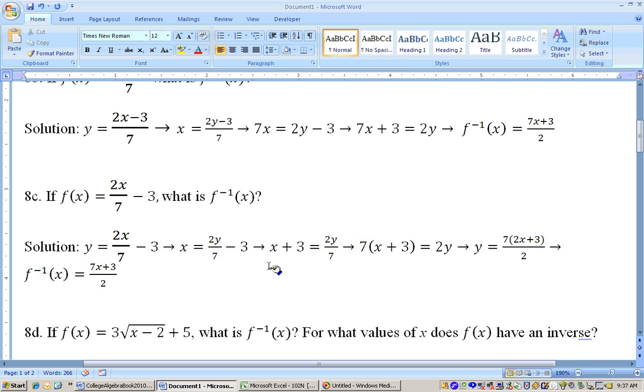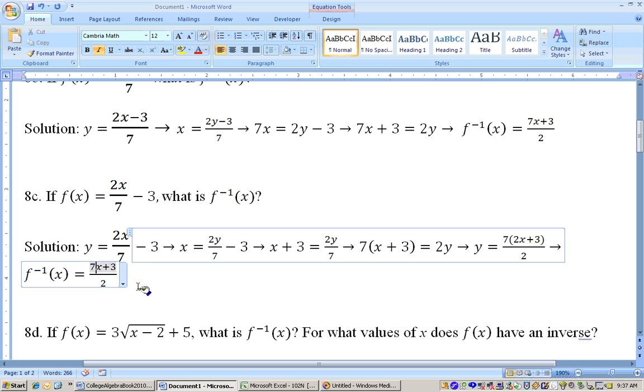Add 3 to both sides, and you get x plus 3 equals 2y over 7. Multiply by 7, you get 7 times the quantity x plus 3 equals 2y. Then divide through by 2, and you'll get y equals this stuff over 2. So that would be my inverse function at that point. I think I made a little mistake here, I need to put parentheses around some stuff, parentheses 2x plus 3.